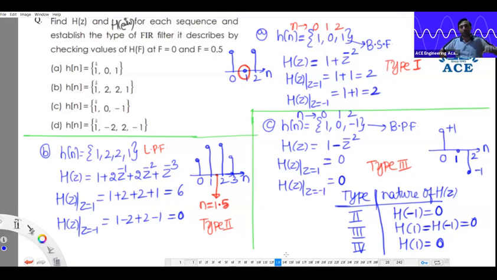With type 2, what is the conclusion? As the ending value is 0, H minus 1 is 0. As H minus 1 is 0, we cannot design a high pass filter and a band stop filter. With type 2, we cannot design high pass and band stop filters.